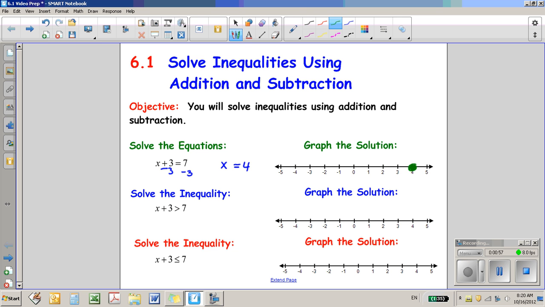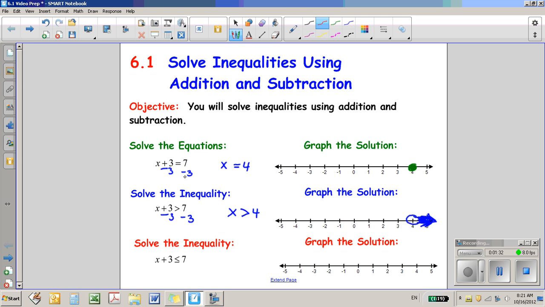Now, with inequalities, it's going to look a little different. So first, we're going to subtract 3 from both sides. Now, the only difference is x plus 3 was not equal to 7, x plus 3 was greater than 7. So our answer will be x is greater than 4. And here, 4 is not actually part of my solution. So that's why I have an open circle to show that 4 is not a part of the solution, but all the numbers greater than 4 are. So if you think about our number line, the numbers that are greater than 4 are going to go to the right. So this is how we're going to graph our solution.